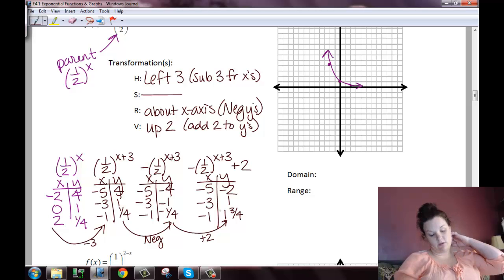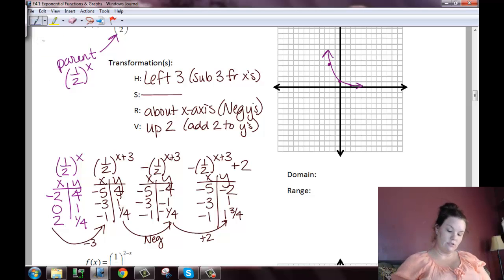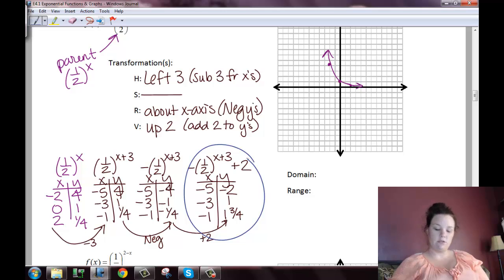Okay, so I'm going to go ahead and graph my new function. This last table gave me my ordered pairs. So at negative 5, I'm down at negative 2. At negative 3, I'm up at positive 1. And at negative 1, I'm up at 1 and 3/4. Okay, so I'm going to go ahead and guesstimate that it makes a shape like this.